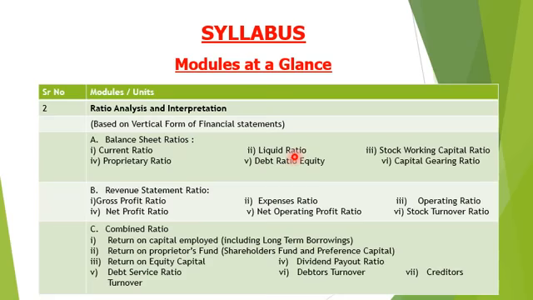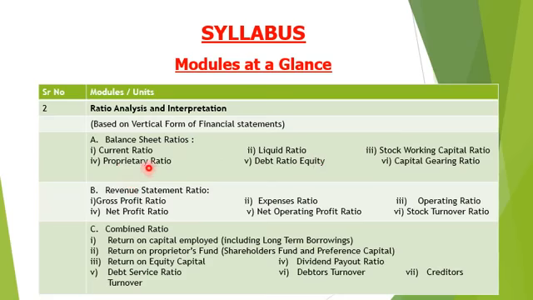Liquid ratio means liquid assets upon liquid liabilities. It's also called the quick ratio: quick assets upon quick liabilities. The third one is the stock working capital ratio. Here two terms are there. The first term is stock and the other term is working capital. So the numerator is stock and the denominator is working capital. The formula is stock upon working capital into 100.